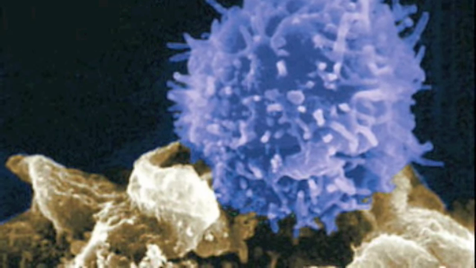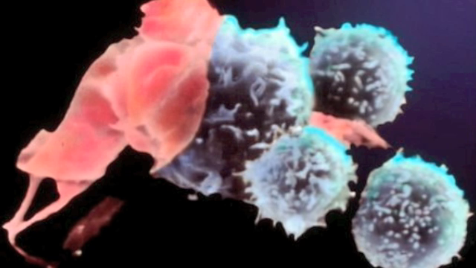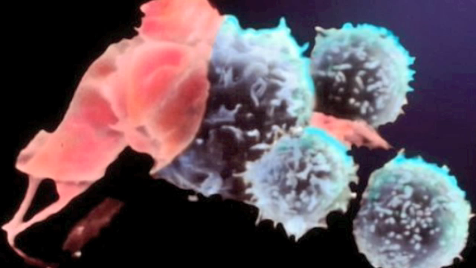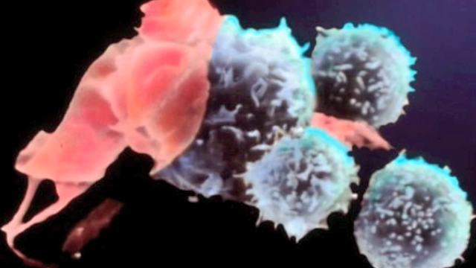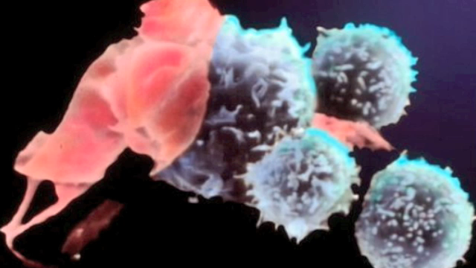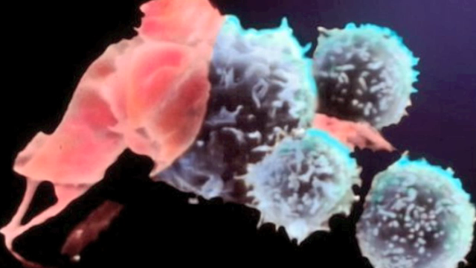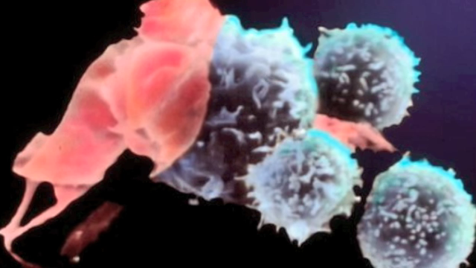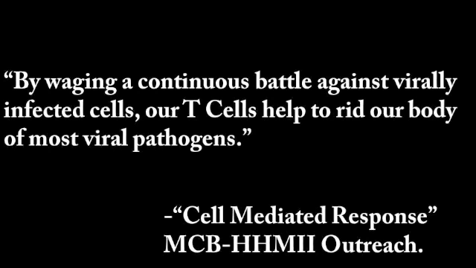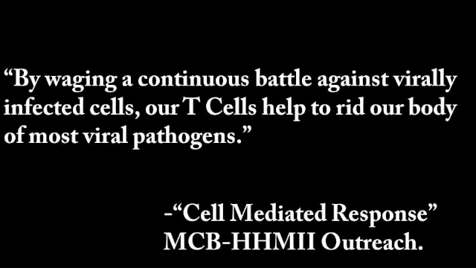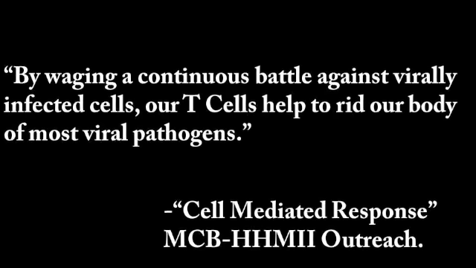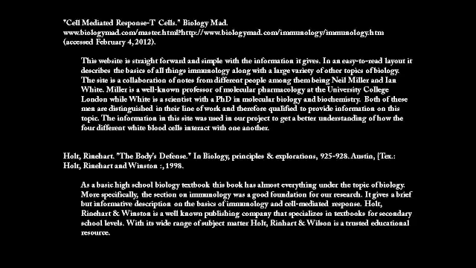It is important to note that killer T cells do not reproduce antibodies, and they cannot kill isolated virus particles. They need to be programmed with the antigen for the virus, at which point they then rapidly reproduce themselves and seek out the alien cells accordingly. By waging a continuous battle against virally infected cells, our T cells help to rid our body of most viral pathogens.